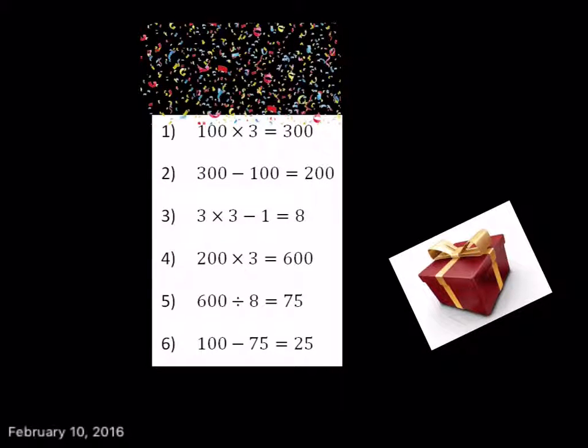Now, the fourth step is a little tricky again, because we will have to do 200 times 3. But why we do that is because if there are 200 slices left over and 3 children only need 1 slice, we will need 600 children to eat 200 slices of bread.